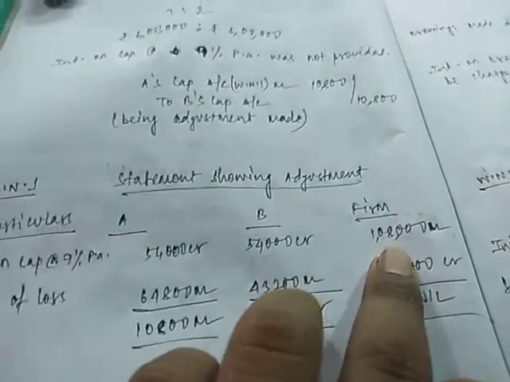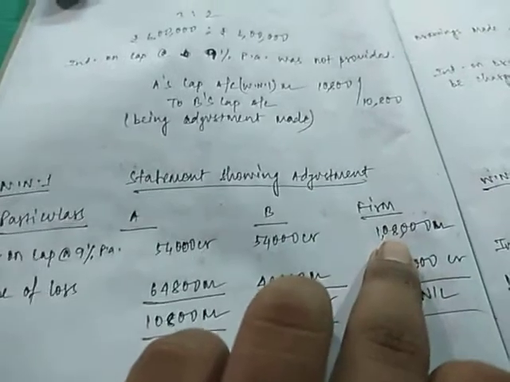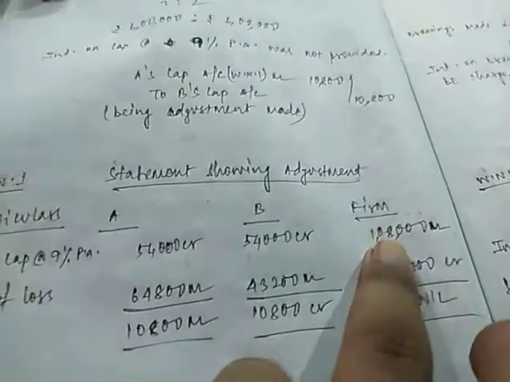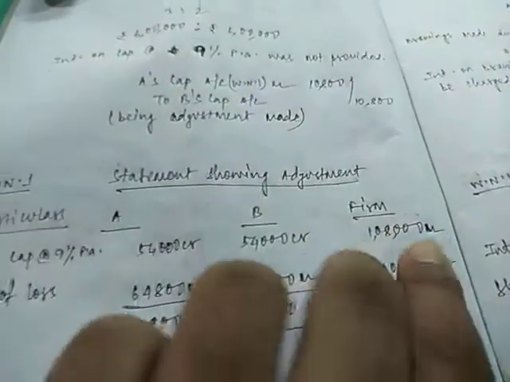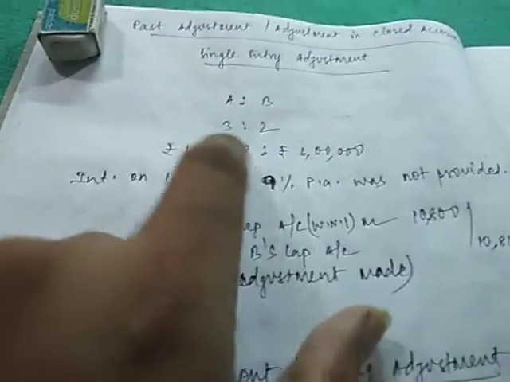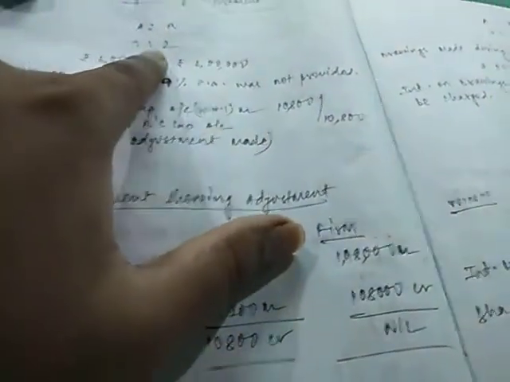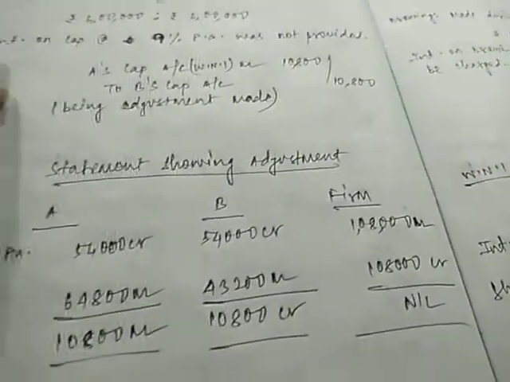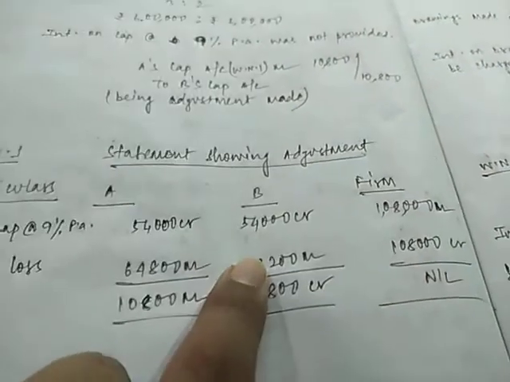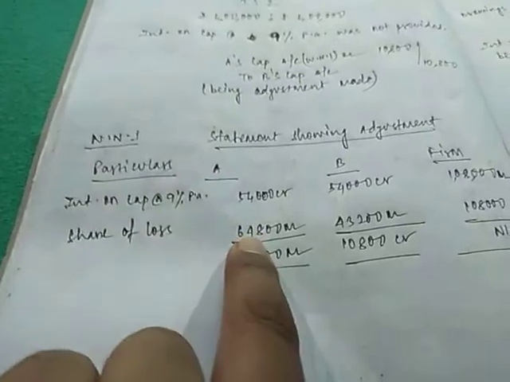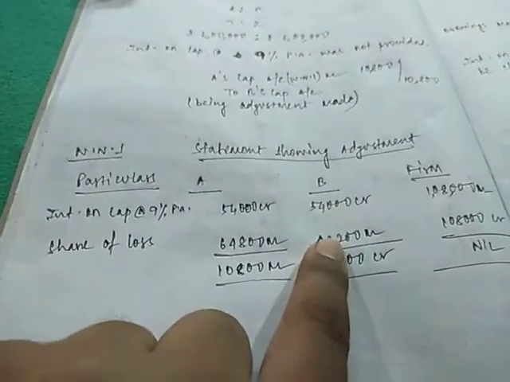So this loss will be shared by partners only. Who will suffer this loss? The partners themselves. And what is the profit and loss sharing ratio? 3:2. So they will suffer the loss of 1,08,000 in the ratio of 3:2. When you divide rupees 1,08,000 in the ratio of 3:2, you get 64,800 and 43,200 for A and B. Here you will write share of loss, 64,800 for A, 43,200 for B.